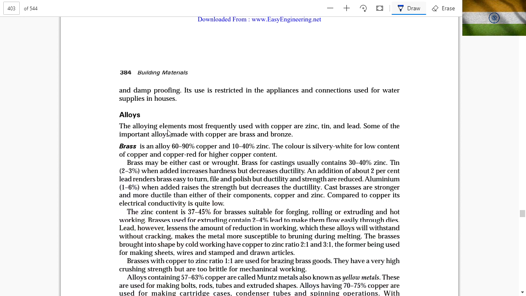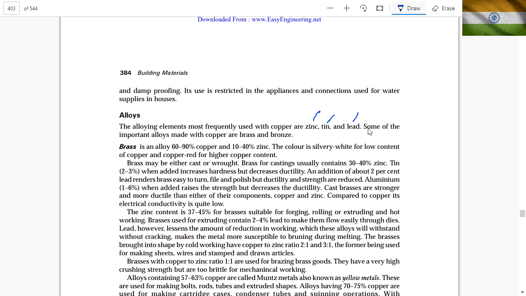Now, the alloying elements most frequently used with copper are, as you saw in aluminium, different metals added. So here we are adding zinc, tin and lead. Some of the important alloys made with copper are brass and bronze. Bronze medal, you have heard about this bronze medal. Yes, exactly, it is a bronze.